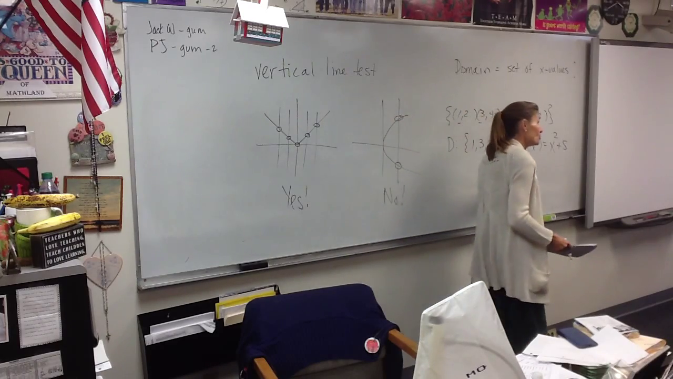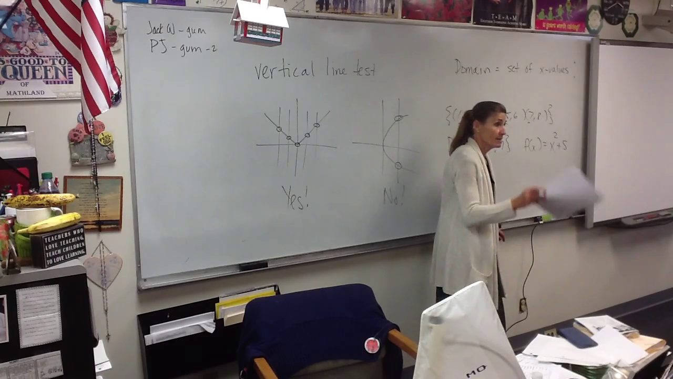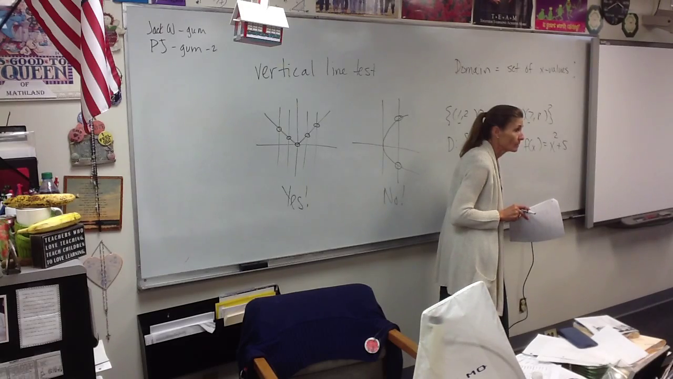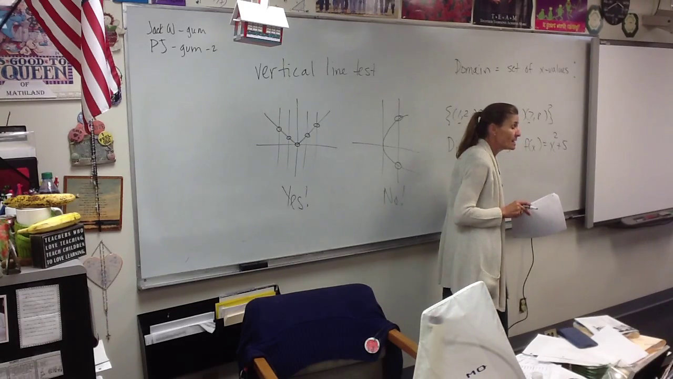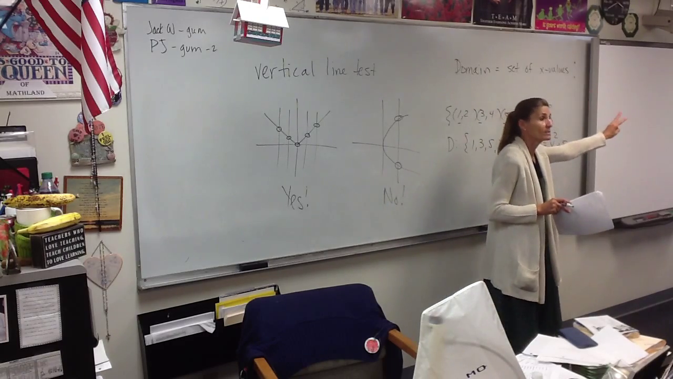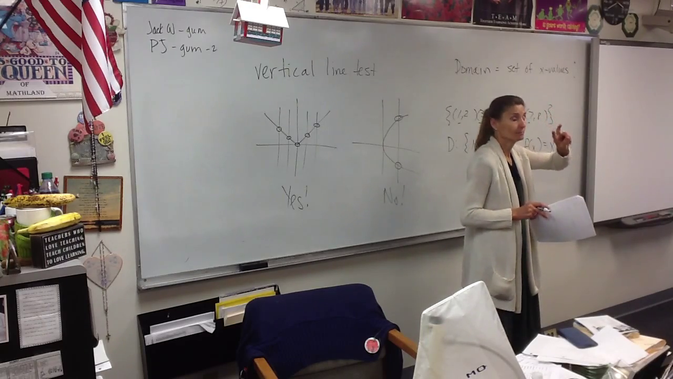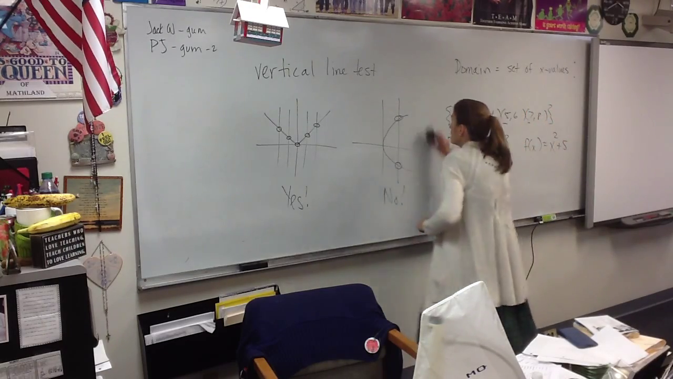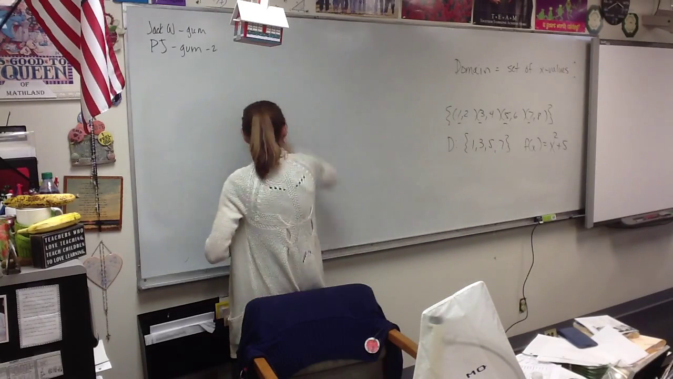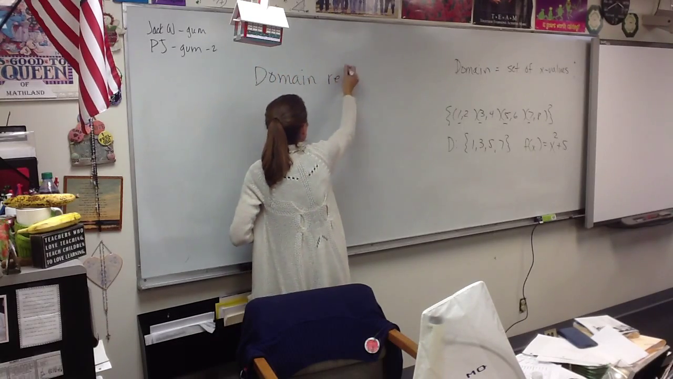But what in the heck do you do with an equation when you have to tell what the domain is? Listen carefully. I have rules for you, and they are very simple. The domain is impacted, except for some rare, weird situations, by two things. If there's a fraction, the denominator cannot be zero. So I call these red flags. Domain red flags.